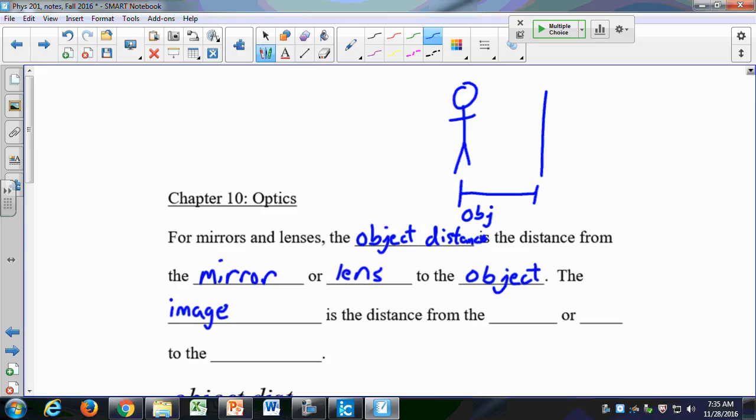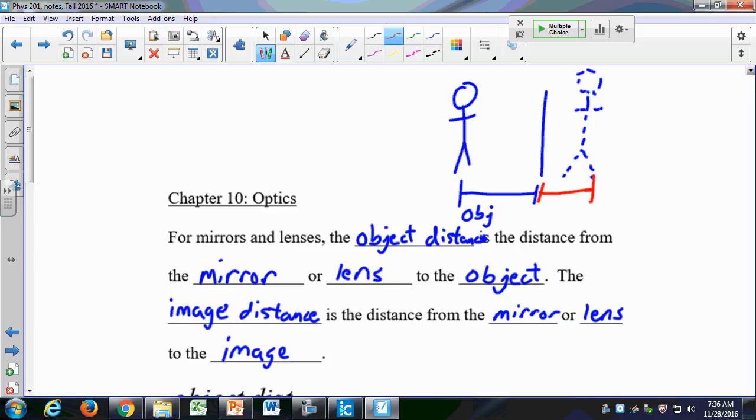The image distance, on the other hand, is the distance from the lens or mirror to the image. From the mirror or lens to the image. So if you imagine your image is back here, I'm a little bit taller in my image, then this distance is my image distance. All right? So my object distance and my image distance are just the distances from the mirror or lens to either the object or the image.